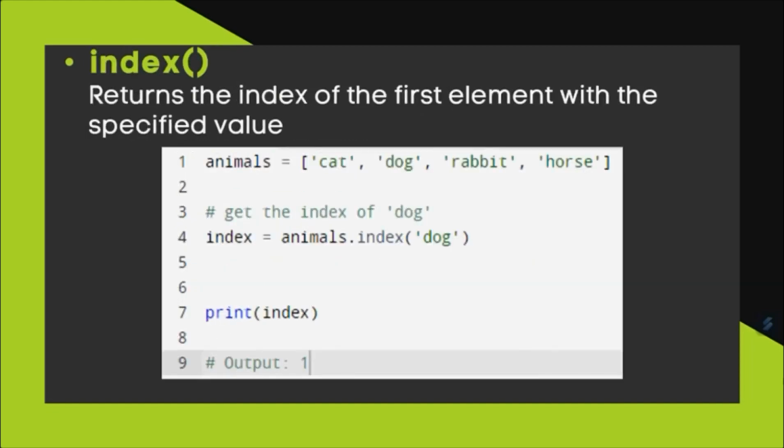Index. This method is used to find the index of an item in a list. Since dictionaries do not have a sequential index, you cannot use the index function directly with dictionaries. However, you can use it with the list of keys or values obtained using the list, keys, and values methods.